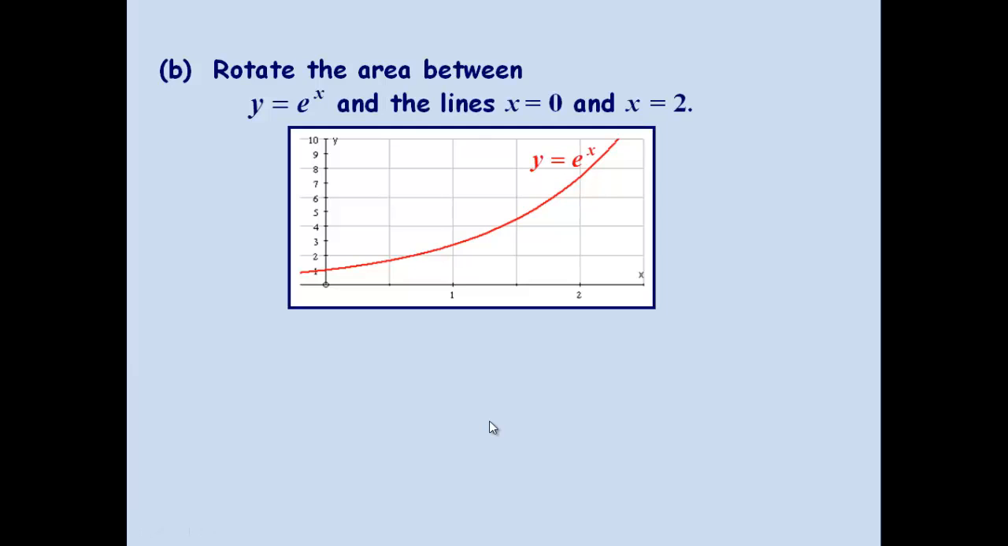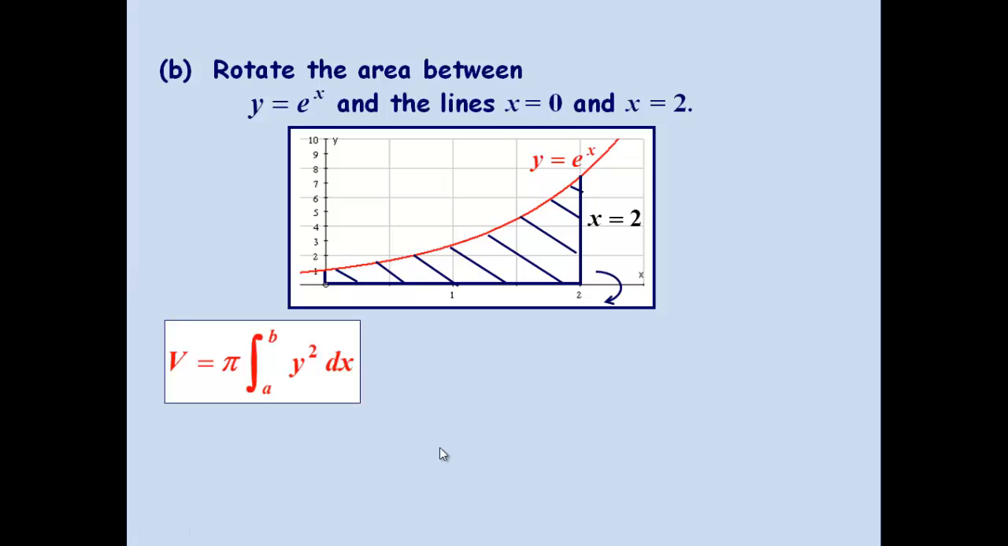For the second one, very familiar y equals e to the x curve. Hopefully you can envisage this shape if we rotate it. It's going to look a bit like a loud hailer, isn't it?